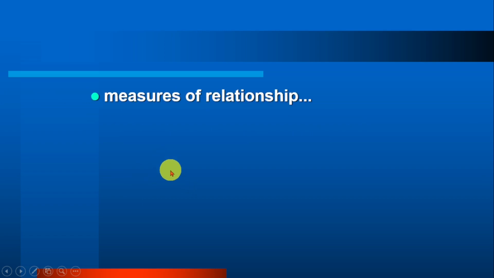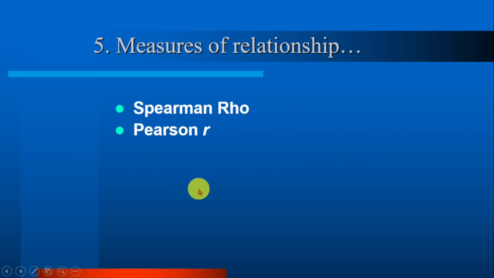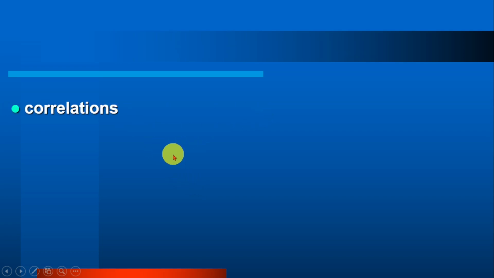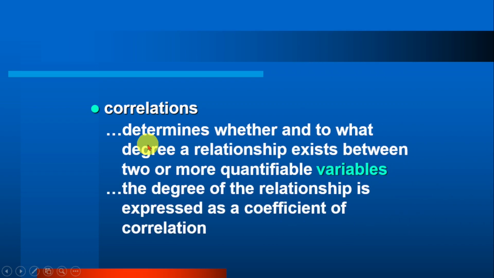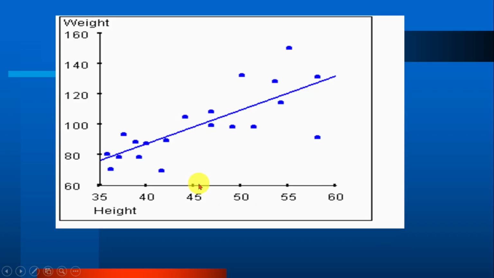Measures of relationship enable the researcher to indicate the degree to which two sets of scores are related. These include Spearman rho and Pearson r. Correlation determines whether and to what degree a relation exists between two or more quantifiable variables. The degree of relation is expressed as a coefficient of correlation. So here is a negative, inverse relationship, as you can see in this graph.